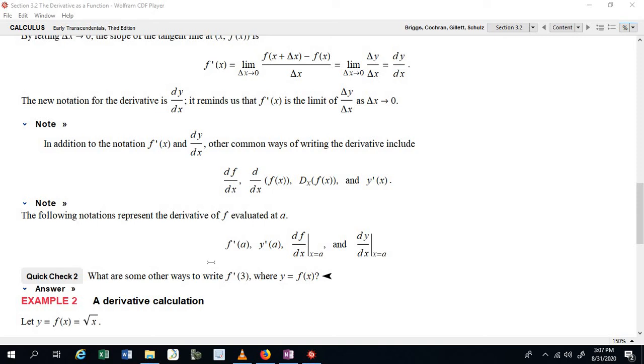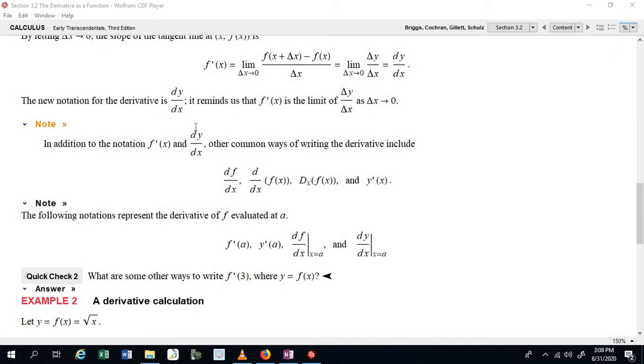Hello again. In this video, we're going to go over some of the different notations that we have for the derivative. Now, in a previous video, we saw that one way of denoting the derivative of f of x is just to put a prime next to f. So f prime evaluated at x is one way of denoting the derivative of f of x.